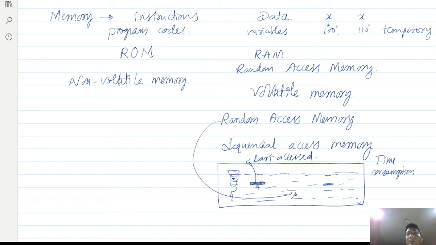So random access means what? Irrespective of what was the last location, the instruction or the values are going to be accessed immediately, without much delay in accessing that particular value. Therefore it is called random access memory.